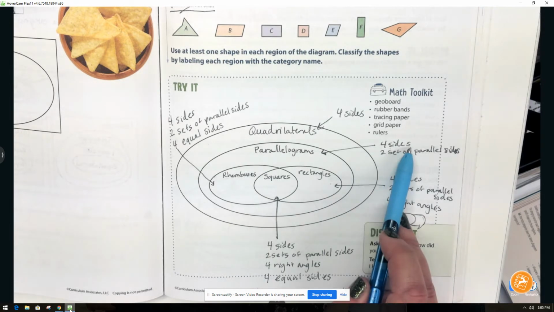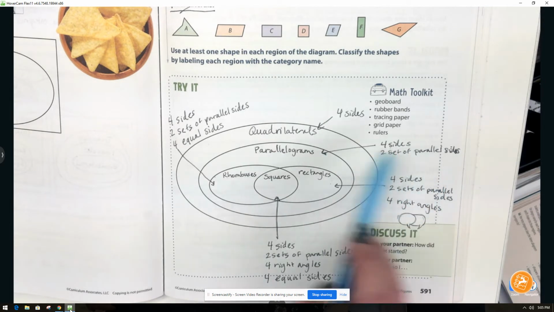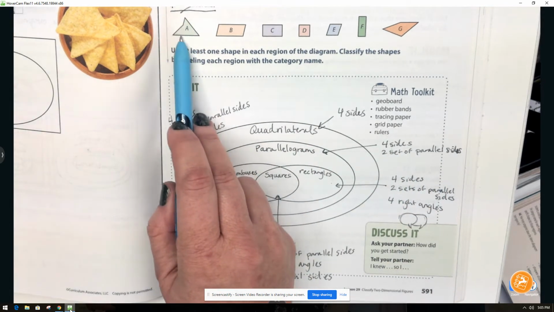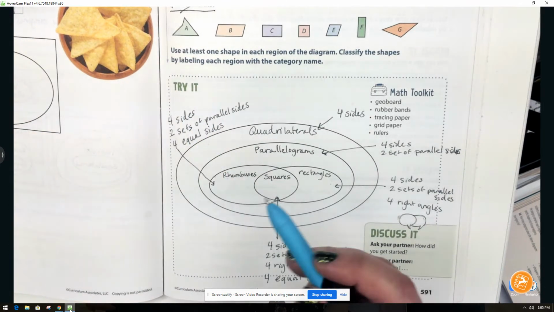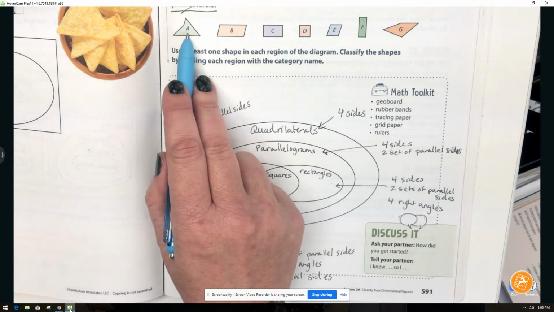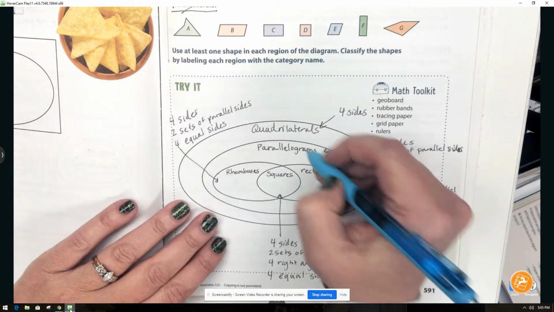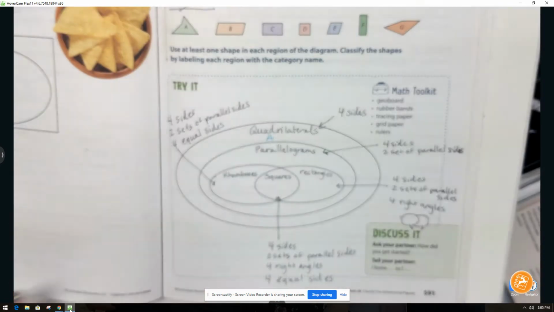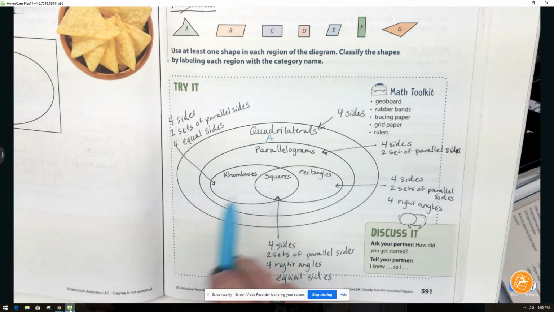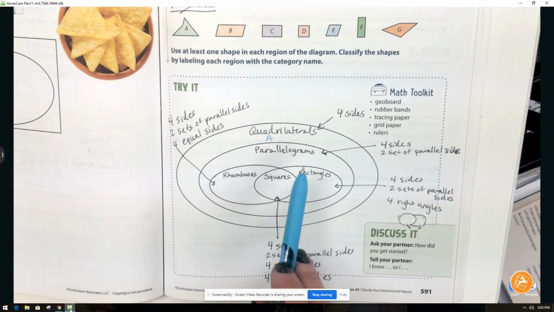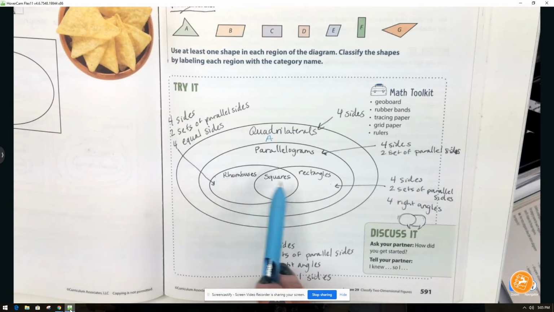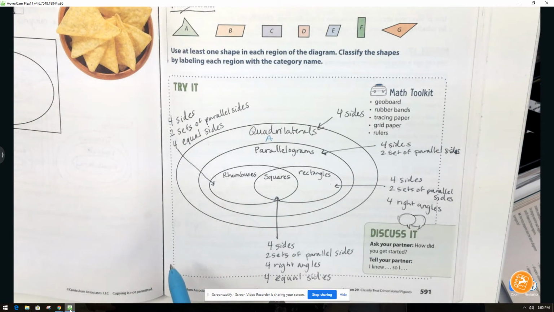Does it have 4 sides? Yes. Does it have 2 sets of parallel sides? Does it have any sides that are parallel? No, it doesn't. So we know that this shape here can only be classified as a quadrilateral. So we're going to put that letter A in the quadrilateral rectangle. Excuse me, the quadrilateral oval, because shape A cannot be a parallelogram. It cannot be a rhombus, a square, or a rectangle.